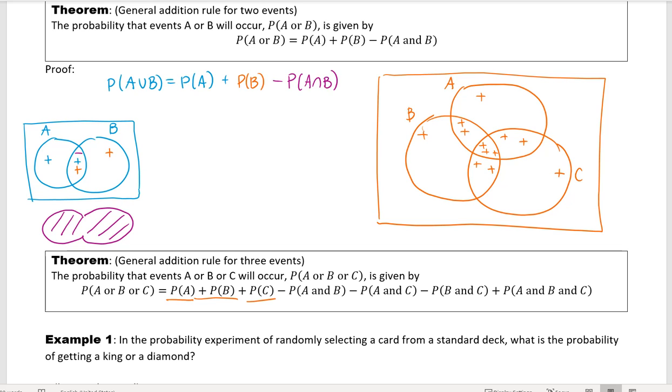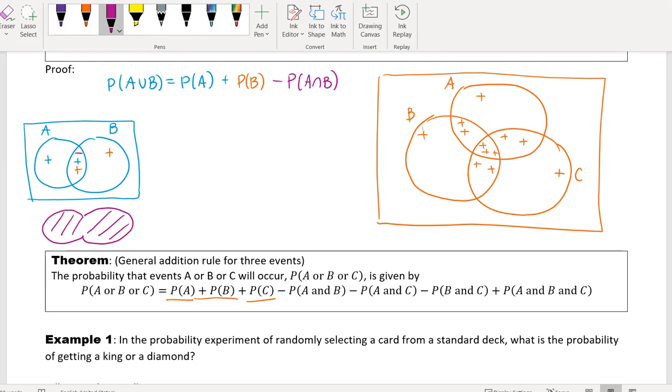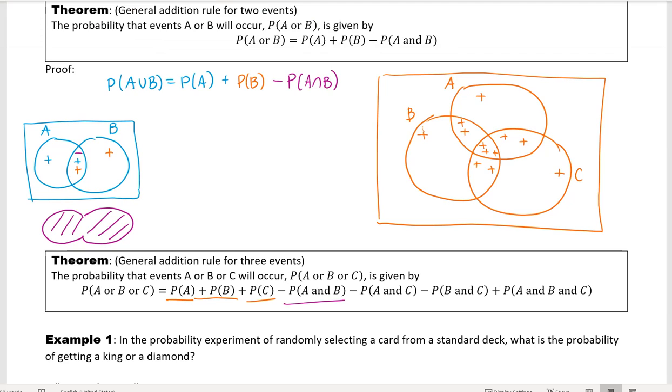So far, so good, everyone? Okay, next. Minus the probability of A and B. Because, think about it, you see these regions, we double counted, so we want to subtract. So we subtract A and B. A and B is this piece, right? So we subtract this region and we subtract that region. A and C is this region, so we subtract this region and subtract this region. B and C is right here, so we subtract this region and this region.